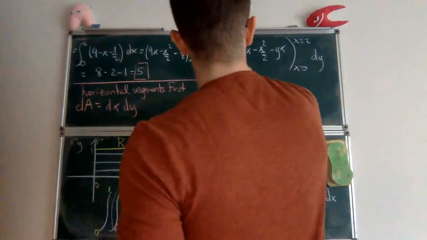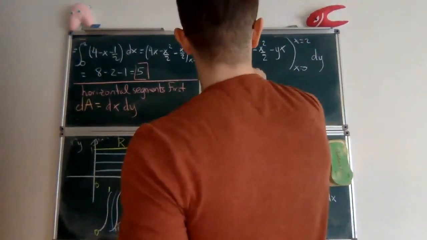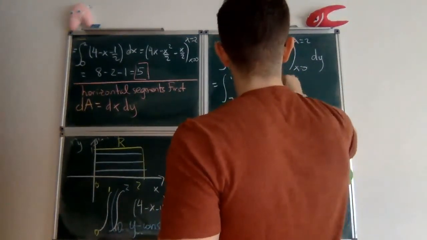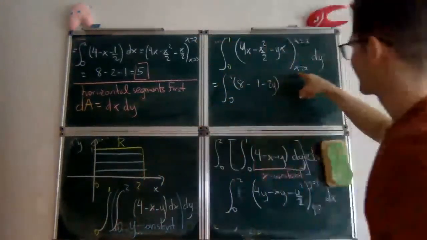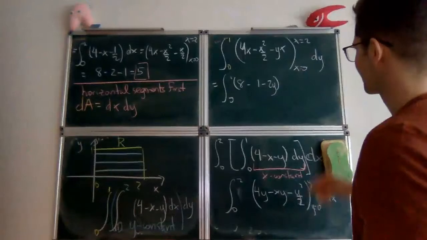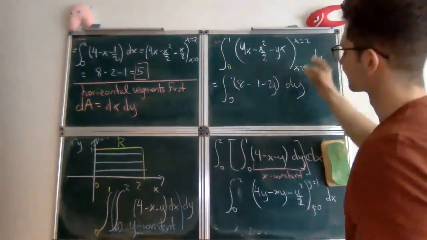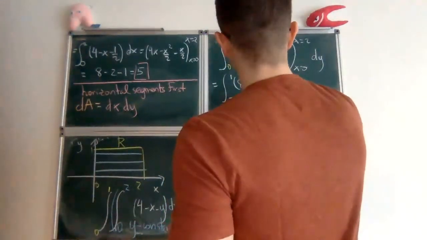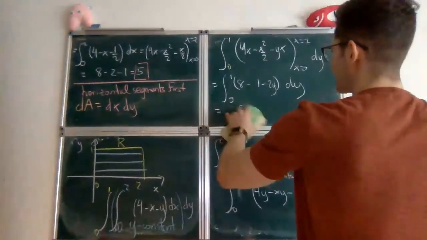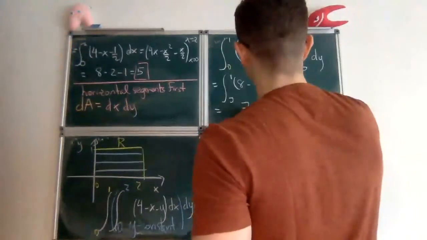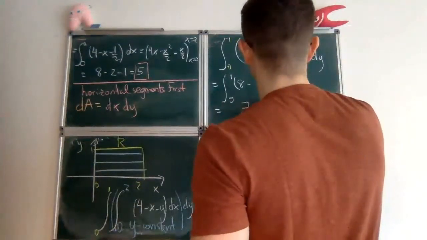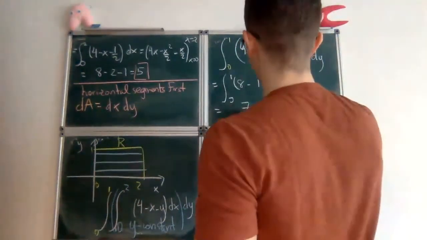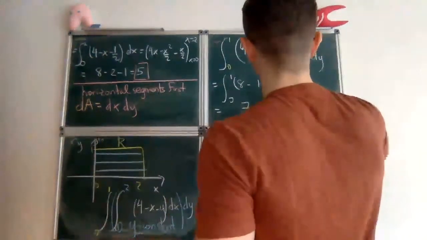So this is the integral from 0 to 1. When you put x equals 2, you get 8 minus 2 minus 2y. You don't put anything at 0, right, because everything goes away. And so this you just integrate with respect to y. And again, this gives you 8y. Well, this is the same as 6y minus y squared, evaluated from y equals 0 to y equals 1.